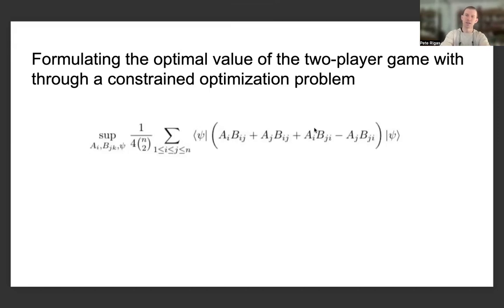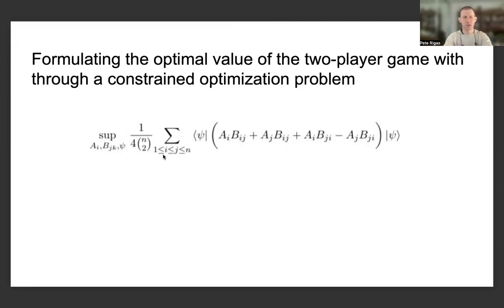Again, this shouldn't come as a surprise given the discussion and the motivation that I've been attempting to lay out for the viewer over the past couple of slides, in which, in this particular instance, we're looking at a constraint optimization problem over A sub i, B sub jk, and psi, namely the tensors of possible responses that Alice can form and that Bob can also form, in addition to psi, namely the quantum strategy that they can make use of.